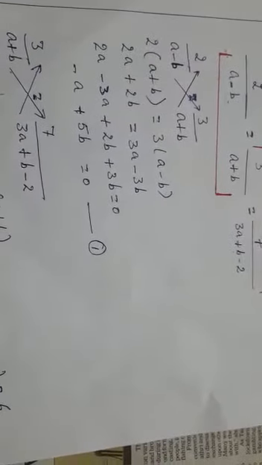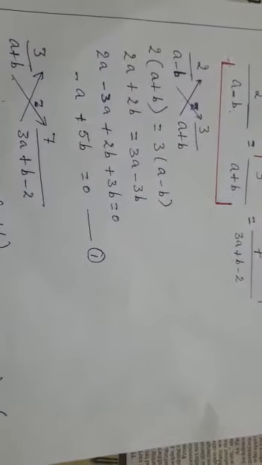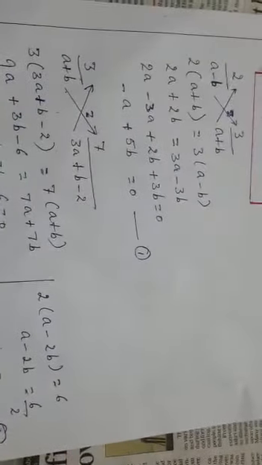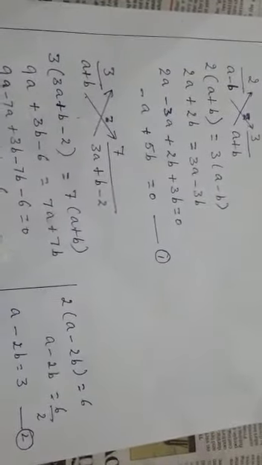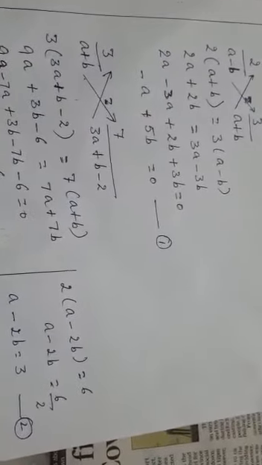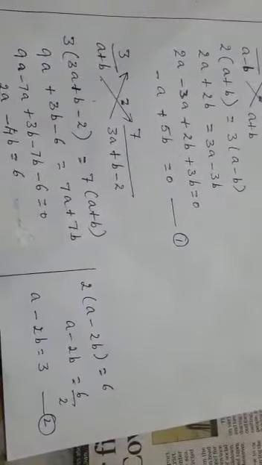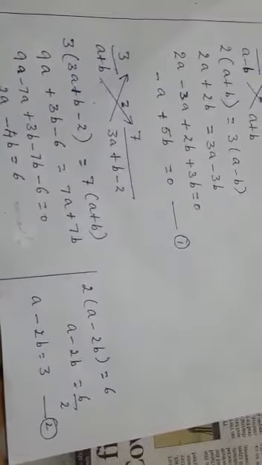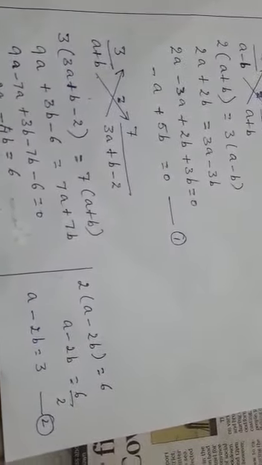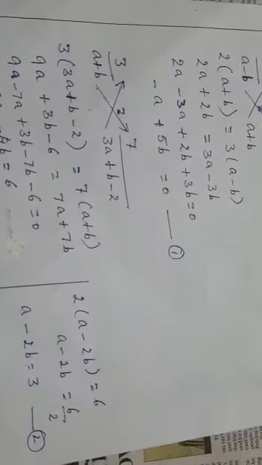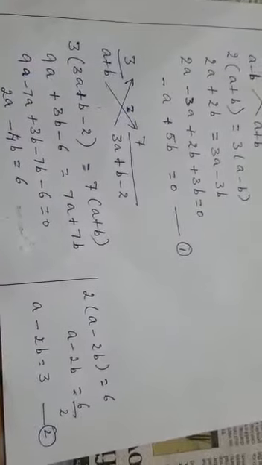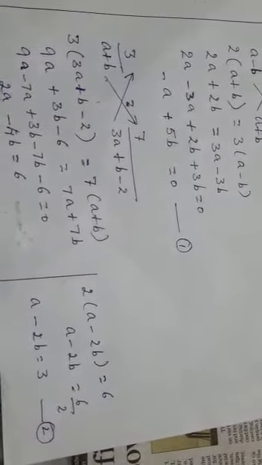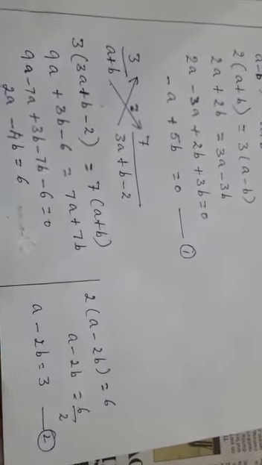Now I have taken the second and the third, that is 3 by a plus b is equal to 7 by 3a plus b minus 2. Here also we cross multiply. 3 into 3a plus b minus 2 is equal to 7 into a plus b. When you open the bracket, you get 9a plus 3b minus 6 is equal to 7a plus 7b. 9a minus 7a plus 3b minus 7b minus 6 is equal to 0. I brought all the terms to one side. 9a minus 7a is 2a, plus 3b minus 7b is minus 4b, is equal to 6.